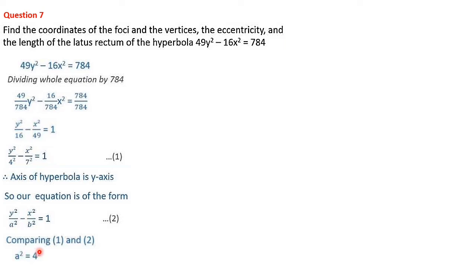So a square is here 4 square. A square equal to 4 square means a will be 4. Next, b square is equal to 7 square, that means b is equal to 7. So now a and b we are having. Now c we have to calculate by using the formula c square equal to a square plus b square. If a, b and c are there, the rest of the calculations you can do as in the previous question. You will try it as homework.